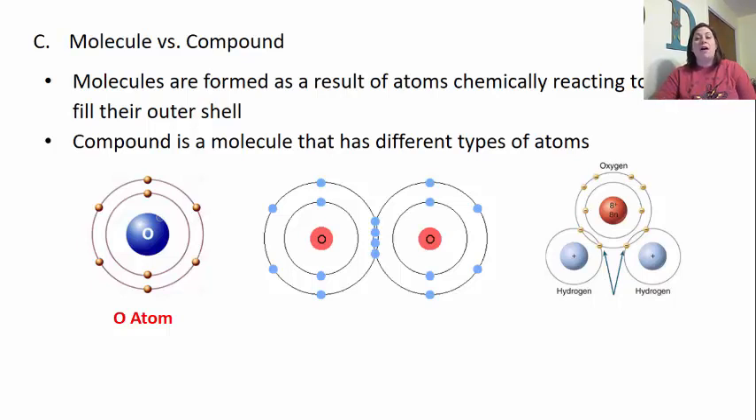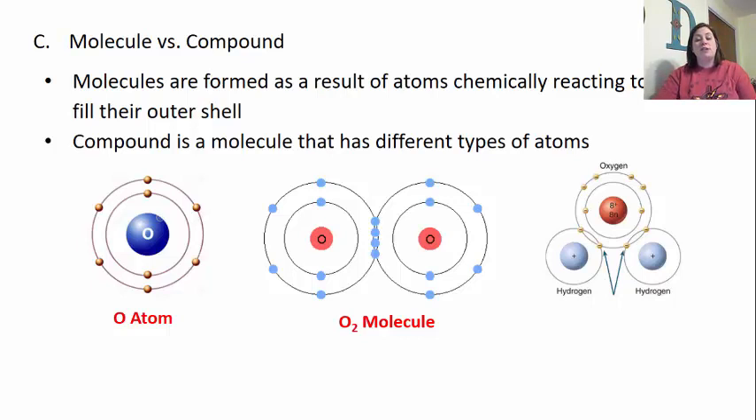Now a compound, though, takes it a step further, and it says that it's a molecule that is made of different types of atoms. So let's look at the example here. The first one here is an oxygen atom. This is not a molecule or a compound because it is only one atom. In order to be a molecule, you have to have 2 or more. The next example here, though, is where there's 2 oxygens bonded together. When 2 oxygens are bonded together, this is considered an oxygen molecule.